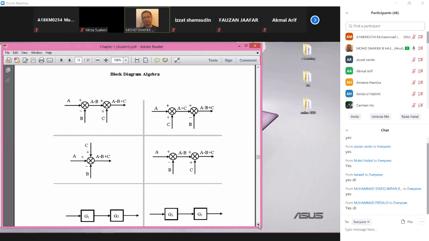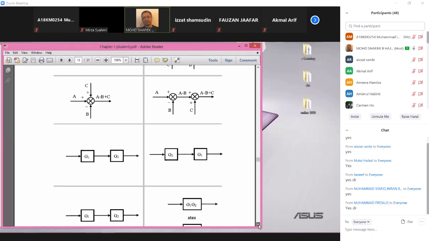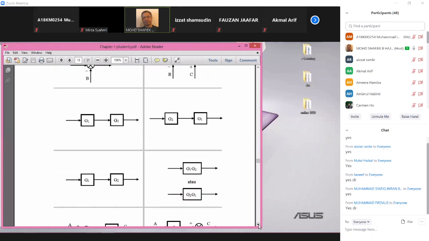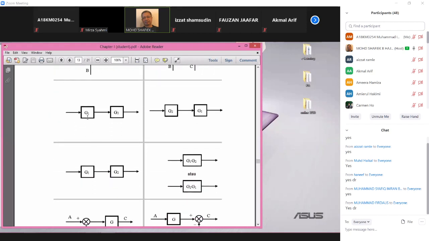Most of the items in the table are self-explanatory. Okay, for example, here, if you have blocks in series, then you can interchange them. This is just multiplication of two blocks, G1 and G2. You can replace with G2 and G1, and you can also just replace with a single block, which is just multiplication of G1 and G2. That is just self-explanatory.